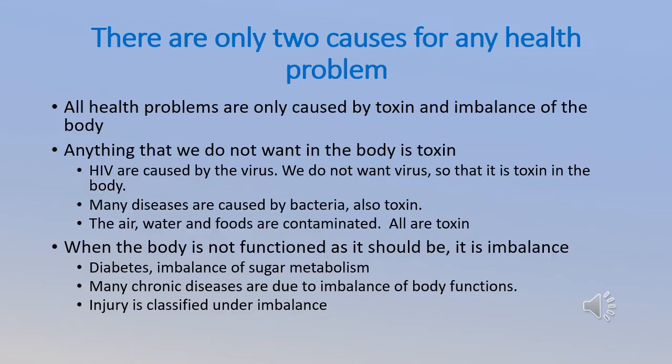Sometimes people ask me, how about injury? Someone has an accident or injury. So we say injury is due to imbalance. The body is injured, it does not function as it should. So it's also under this second category, the imbalance.